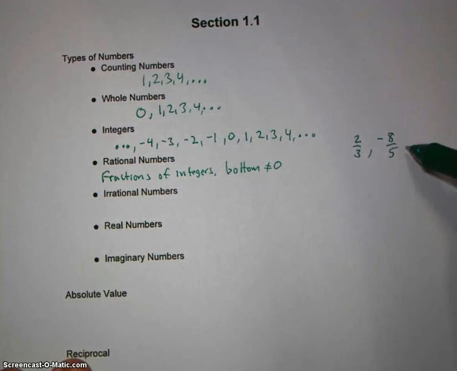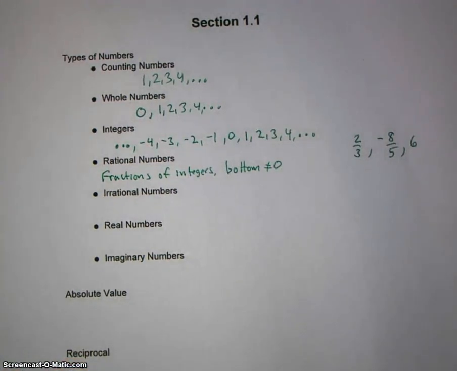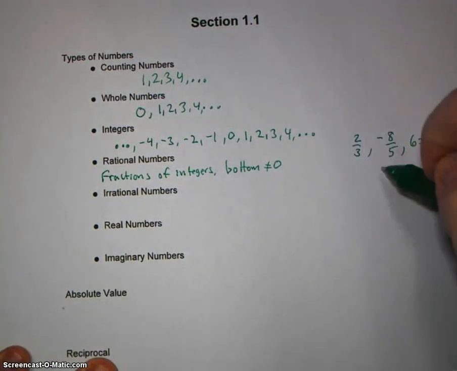Now, here's a fun fact. 6 is actually a rational number. More importantly, it's a counting number and a whole number and an integer. Those are all true statements too, but it is a rational number because I can write 6 as 6/1. And of course, I can do that with any integer. So any integer is also a rational number.